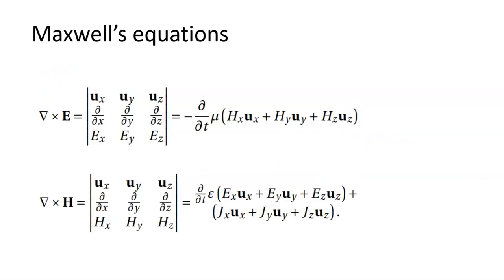Often we don't need all the vector components. Then it's useful to decompose the different components. The curls of the vector fields can be written in a determinant form like this, and from this decomposition we can relate the different components of the magnetic field to the electric field and vice versa.